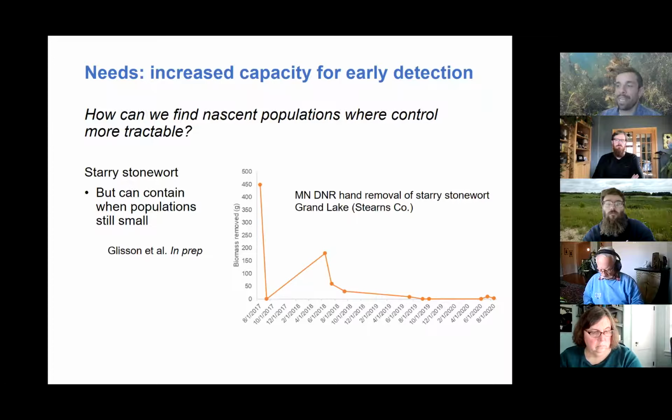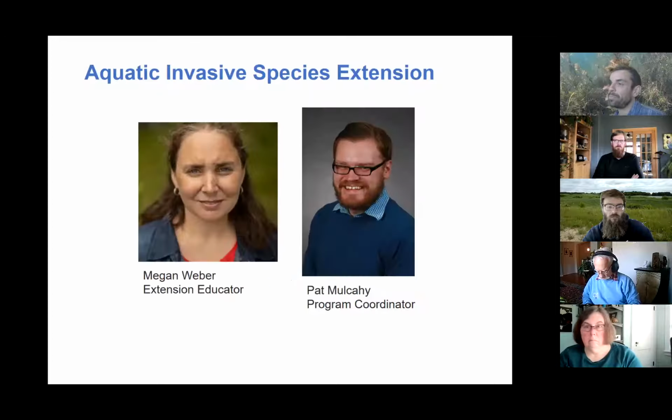But we know that we can contain populations if they're found when they're small. So this is a lake where Starry Stonewort was found in 2017 in a program I'll describe shortly. And the Minnesota DNR has been going out and performing hand removal of this Starry Stonewort. And this figure is showing the amount of biomass they can find and remove over the last few years. And while it has not been eradicated, it has been contained. It hasn't been found elsewhere in the lake, and they're getting down to chasing these very small bits of it.